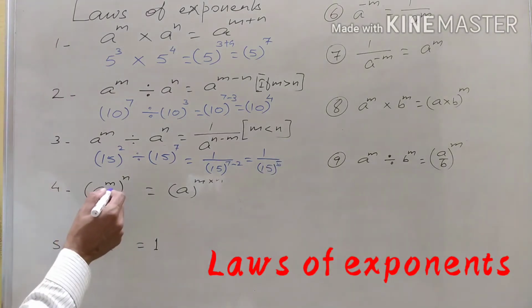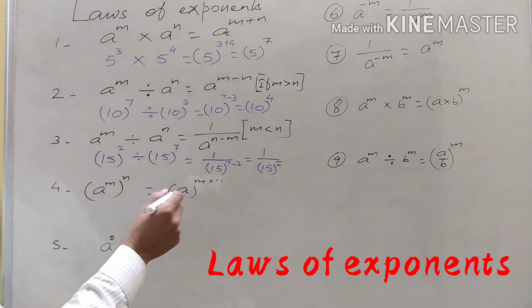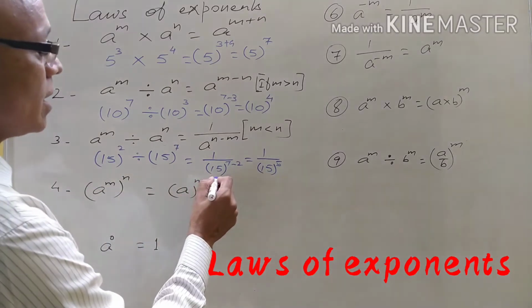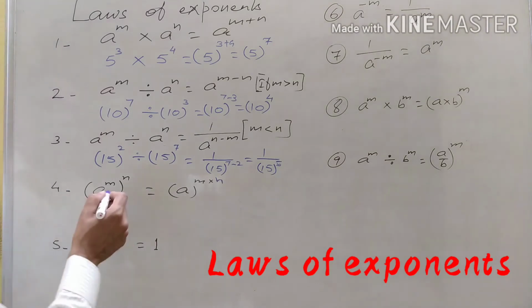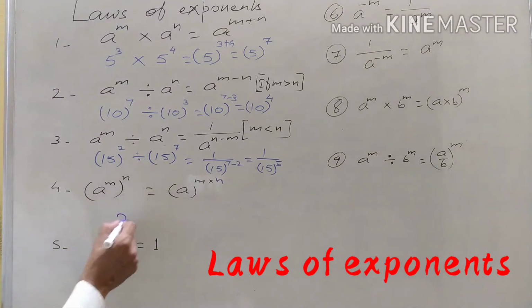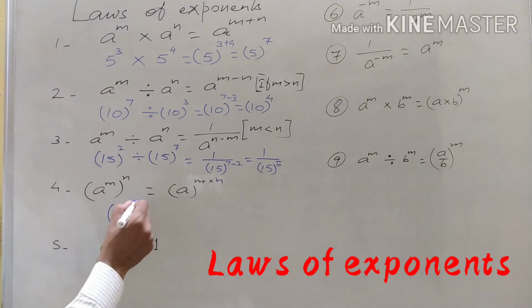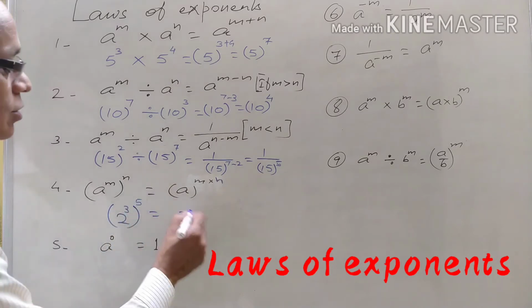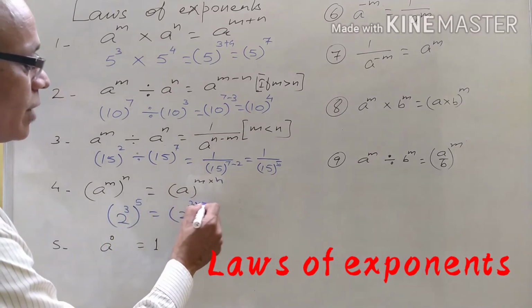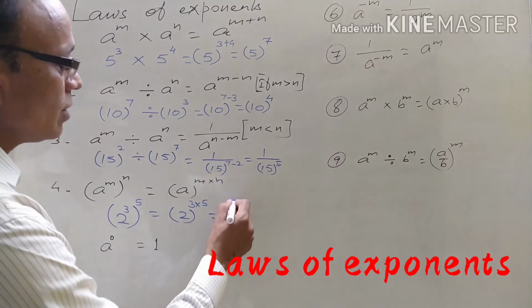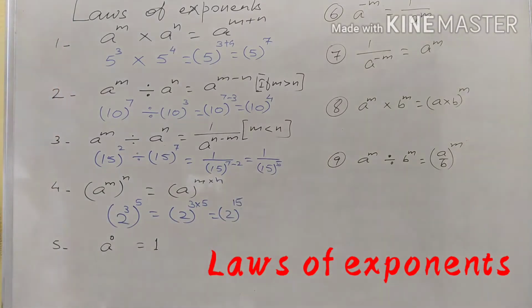Next, a to the power m to the power n becomes a to the power m into n. For example, 2 to the power 3 to the power 5 becomes 2 to the power 3 into 5, means 2 to the power 15. Next, a to the power 0 equals 1. Any number, for example 101 to the power 0, this value becomes 1.